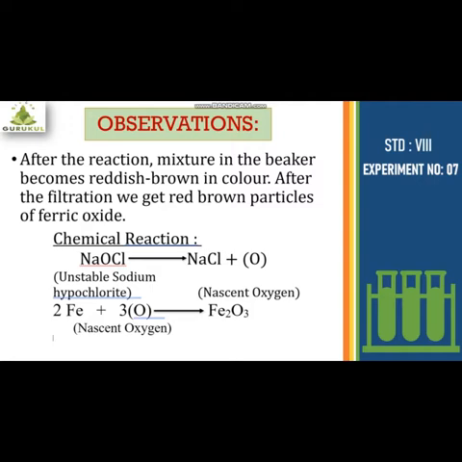What is the chemical reaction? Let us understand, students. Sodium hypochlorite solution is highly unstable in nature. It forms sodium chloride and nascent oxygen. This nascent oxygen is going to react with the iron bolt to give ferric oxide. So 2 molecules of iron are going to react with 3 molecules of nascent oxygen to give the iron oxide compound. Understood the reaction?